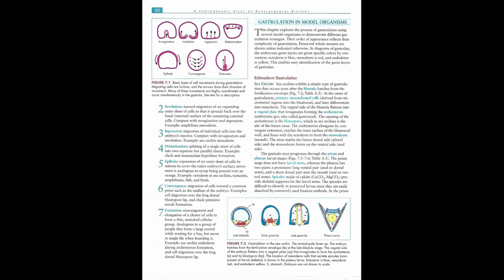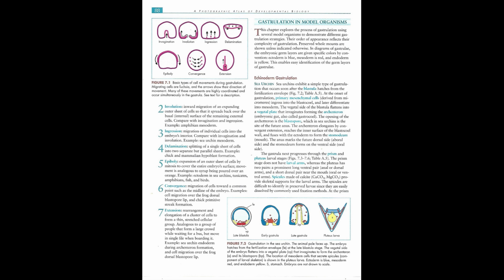future anus. The archenteron elongates by convergent extension, reaches the inner surface of the blastocoel wall, and fuses with the ectoderm to form the stomodeum, mouth. The anus marks the future dorsal side, aboral side, and the stomodeum forms on the ventral side, oral side. The gastrula next progresses through the prism and pluteus larval stages, Fig. 7.3 to 7.6, Table A.5.